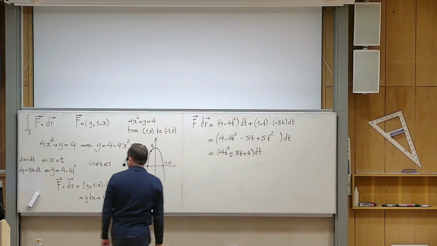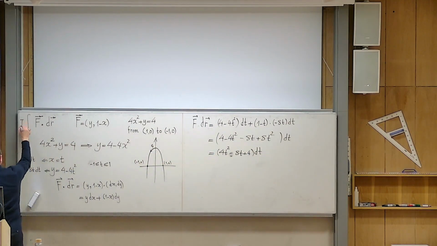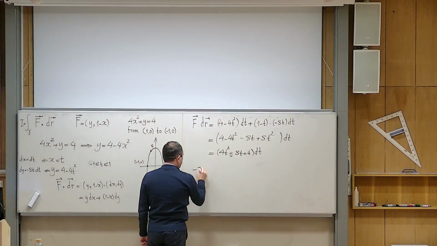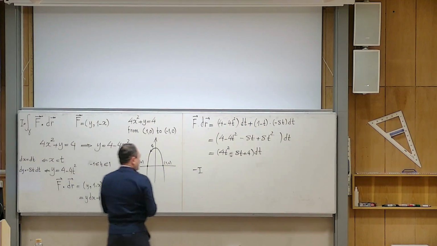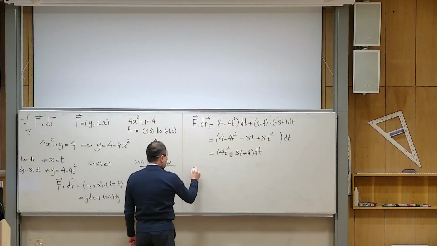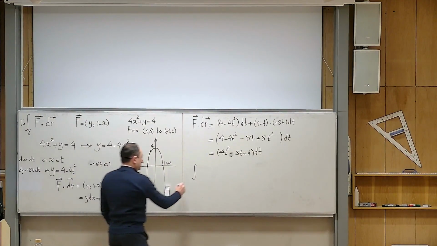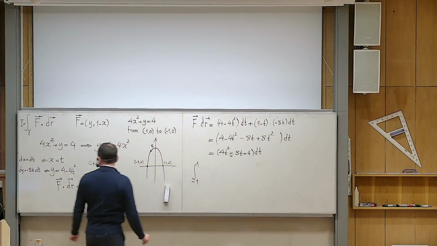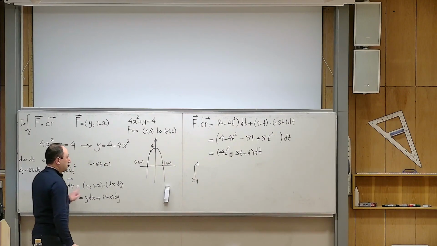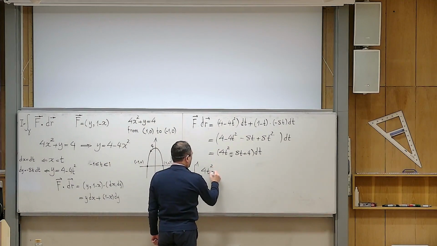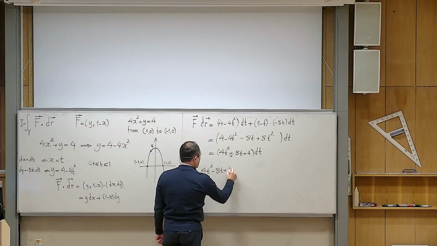Okay, so if I call this integral I, what I calculate is minus I, yes? So, okay, let me just do it like this. Let me calculate the integral from minus 1 to 1. Instead of f dot dr, I put this expression in, so it is 4t squared minus 8t plus 4 dt.